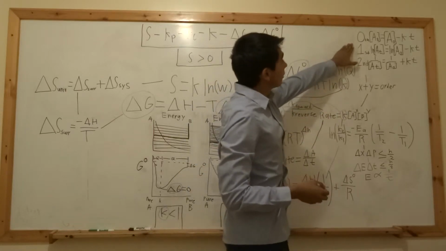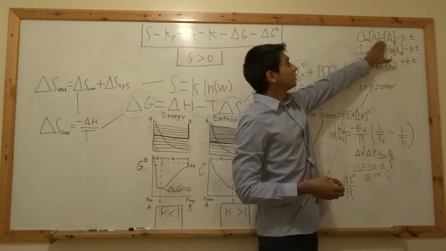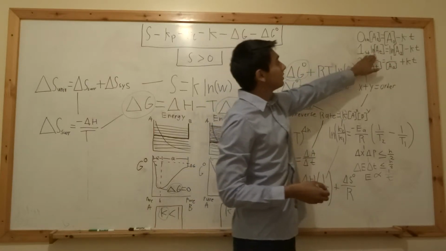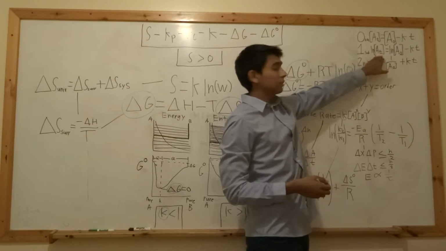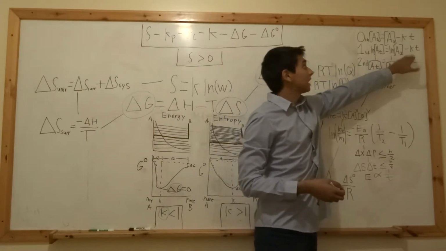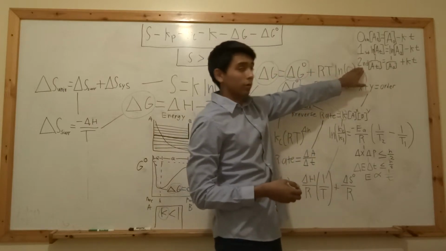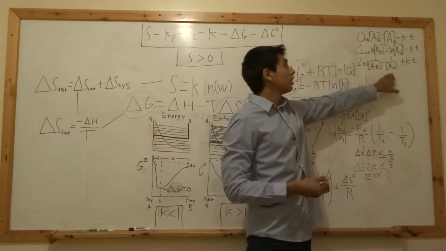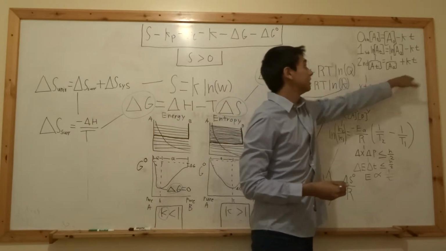And we'll see that for 0th order, the final concentration equals the initial concentration minus kt. First order being the ln of the final concentration equal to the ln of the initial concentration minus kt. And finally, the 2nd order being 1 over the final concentration equal to 1 over the initial concentration plus kt.